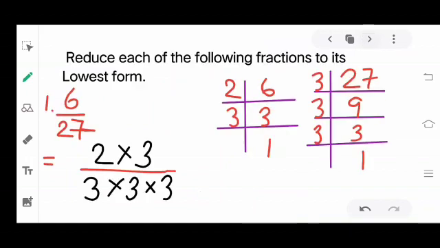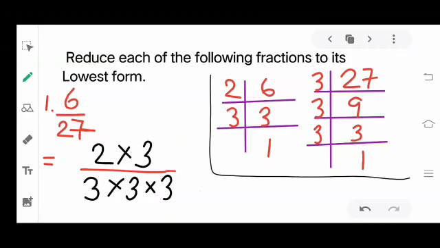Now students, our next question is: reduce each of the following fractions to its lowest form. Our first question is 6 upon 27. Students, I have already done the factors of those numbers. As you can see here, the factors of 6 are 2 into 3, and the factors of 27 are 3 into 3 into 3. You can see I have already written them down here.